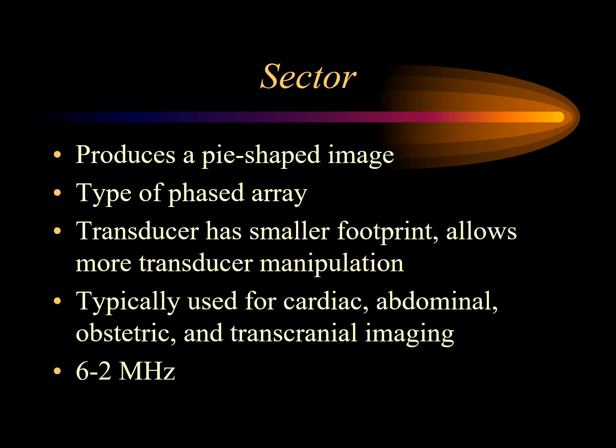Another type of phased array would be a sector transducer, and this type of transducer produces a pie-shaped image. It again has a very small footprint and allows for really great transducer manipulation. This is a typical probe that's going to be used for cardiac imaging. It can also be used for abdominal, OB/GYN, and even transcranial imaging. And the typical megahertz for this is 6 to 2 as well.